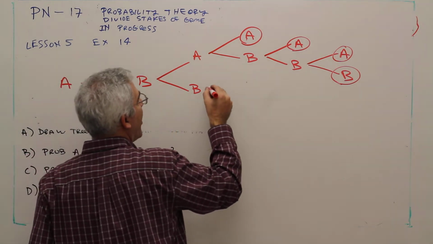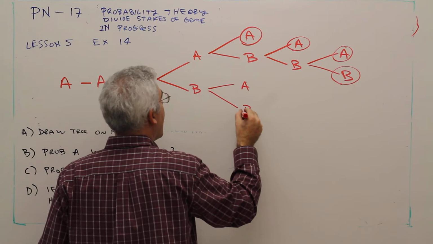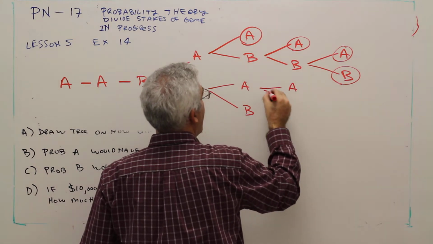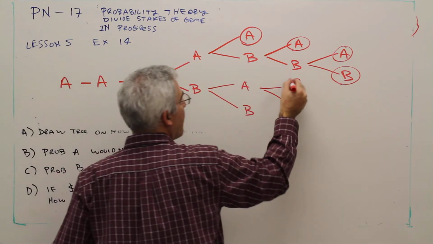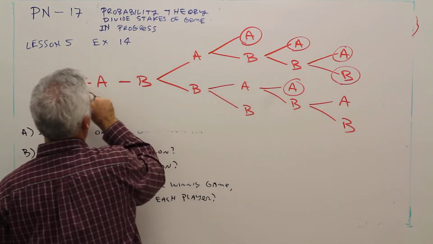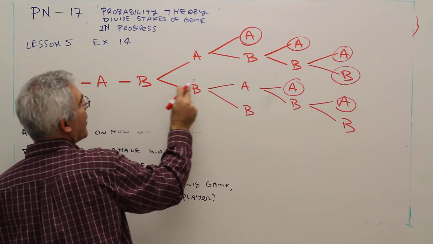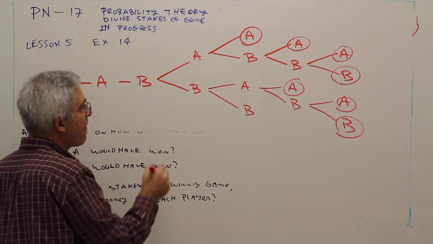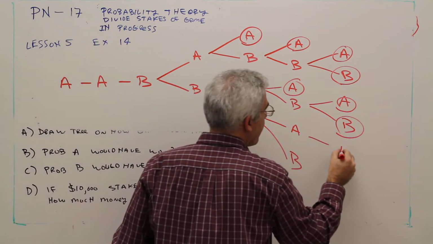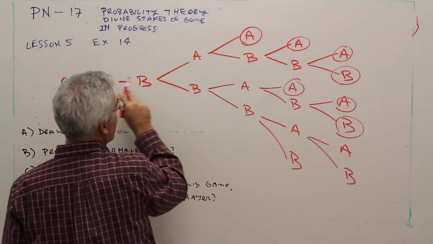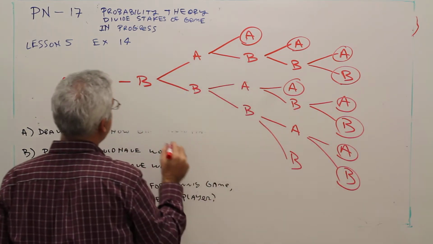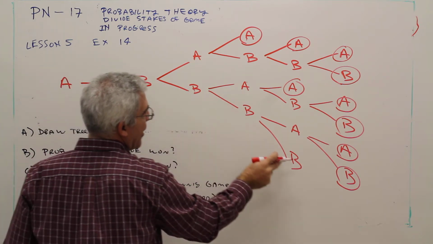All right, so likewise, I'll branch here, A and B. Nobody's got 4 points yet. A and B. 1, 2, 3, 4 for A. 1, 2, only 3 for B. 1, 2, 3, 4 for A. 1, 2, 3, 4 for B. Nobody yet. 1, 2, 3, 4 for A. 1, 2, 3, 4 for B. 1, 2, 3, 4 for B.